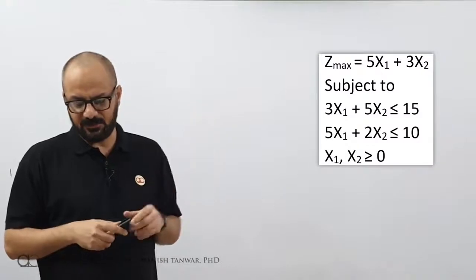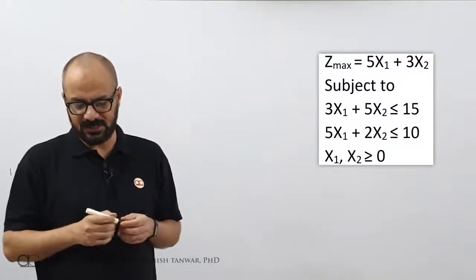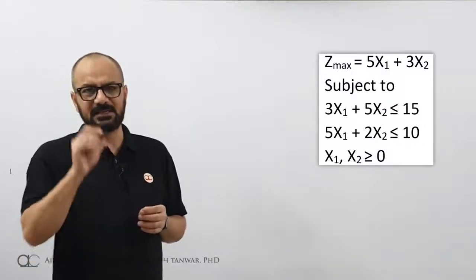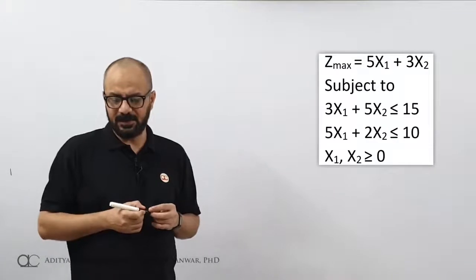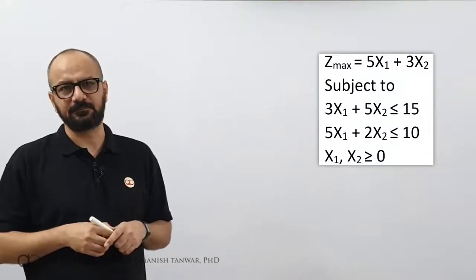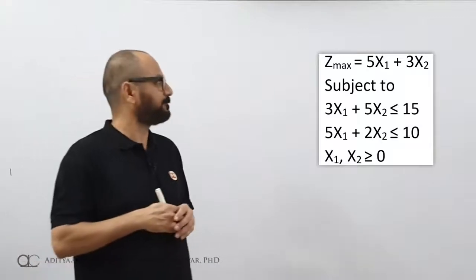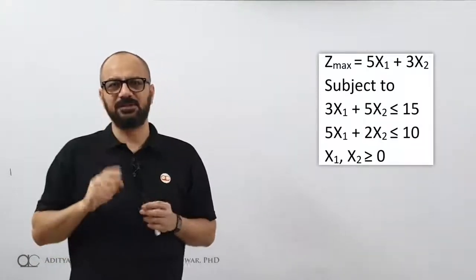So Z max is equal to 5x1 plus 3x2 subject to certain constraints. Those constraints are 3x1 plus 5x2 is less than equal to 15, and the second constraint being 5x1 plus 2x2 is less than equal to 10. So it is a very small problem. We have Z max, then we have two constraints.